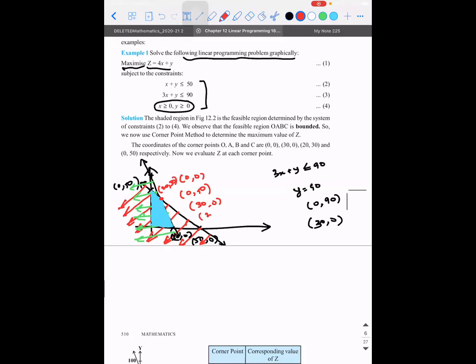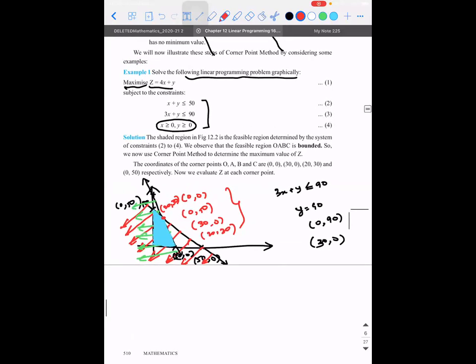Are you guys able to understand this? So 20, 30 is another point. So what are we supposed to do? Take all these values and substitute them in the place of z. So z will be, first case 0 for 0, 0. z will be 0 plus 50, so 50 in the case of 0, 50. z will be 120 in the case of 30, 0.